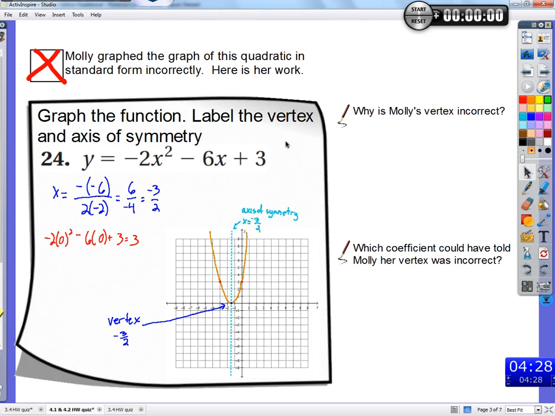Done this incorrectly, they've not graphed this correctly, something's wrong with it, the vertex is not correct. So identify why. Okay. Write it down.